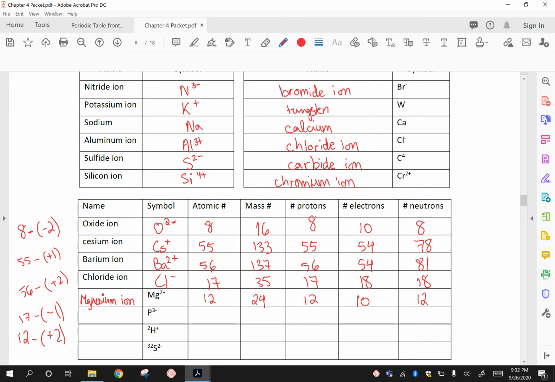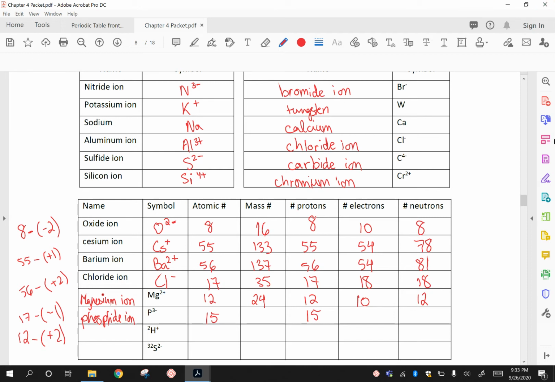Next one is P3-. So P is phosphorus, but we need to change the ending to "ide", so that would be phosphide ion. The atomic number for phosphorus, I believe, is 15, which tells us 15 protons.